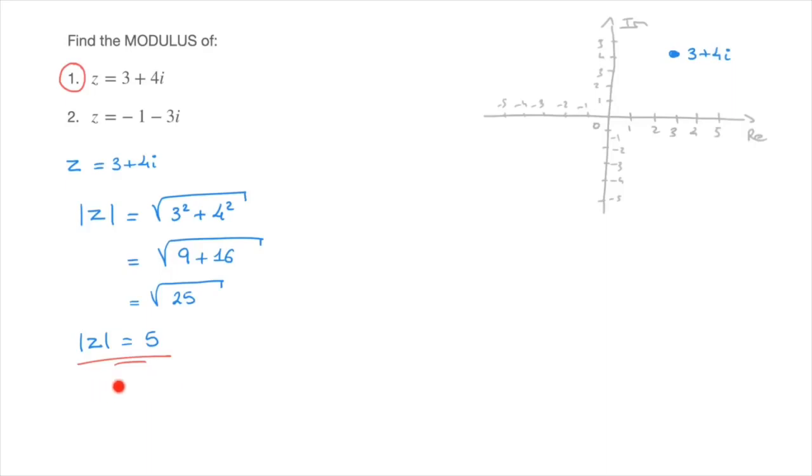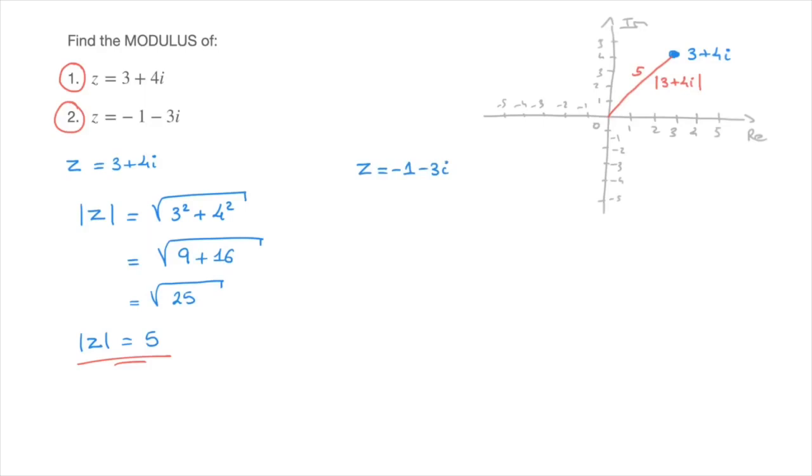And the modulus of 5 here tells us that the distance between this point and the origin, 0, is equal to 5 units of length. In other words, the length of that red line segment equals the modulus of 3 plus 4i. Okay, now that that's said, let's look at the second example. In this case, we need to calculate the modulus of the complex number z, which equals -1 minus 3i. Well, the method is still the same.